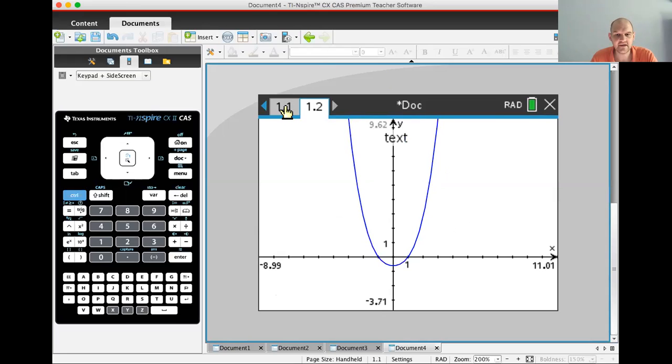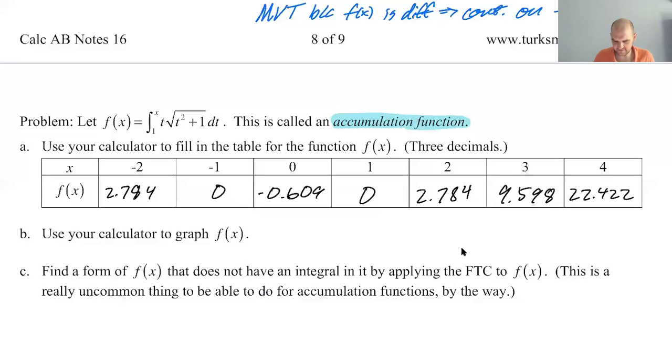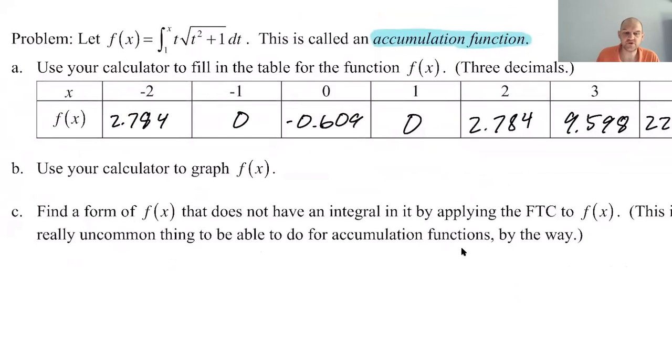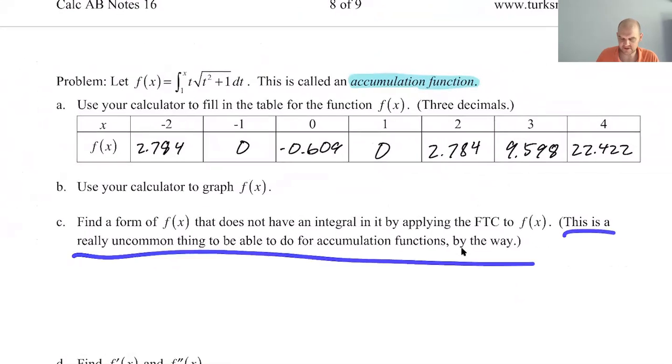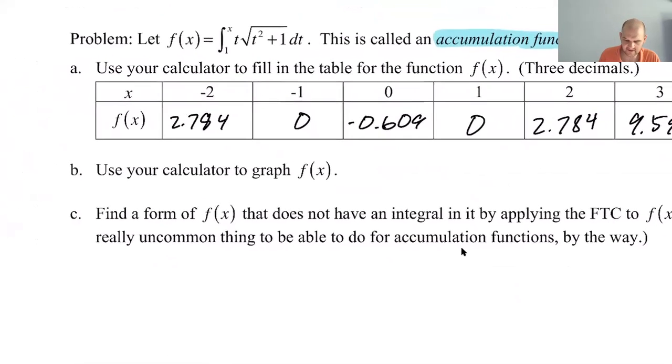So we have this. Now it says find a form that does not involve an integral. I'm going to do the next part by hand, but your calculator could definitely just do it. I'm just going to use a fundamental theorem. The notes point out, this is insane. You usually cannot do this. It's very unusual to be able to do this. Usually the integrand is just some gross thing that no one could find an antiderivative for.